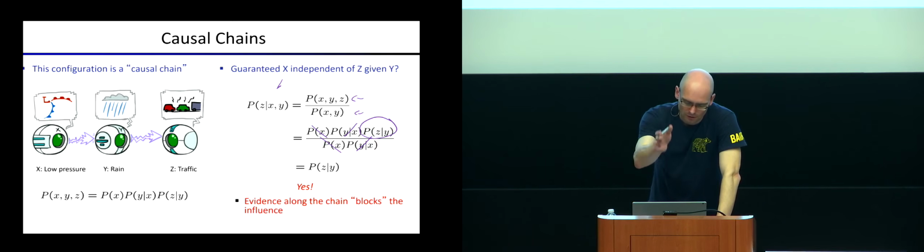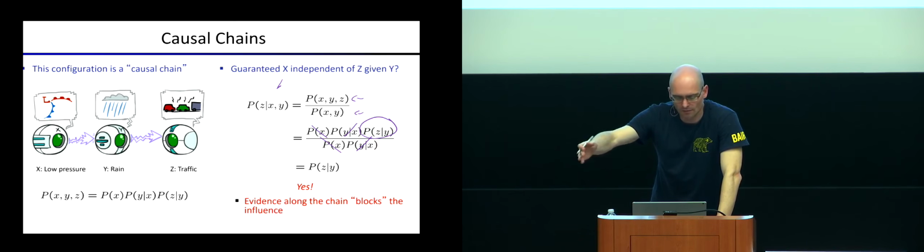And what it shows is that if we have evidence along such a chain, it blocks the influence from the early variables onto the later variables.